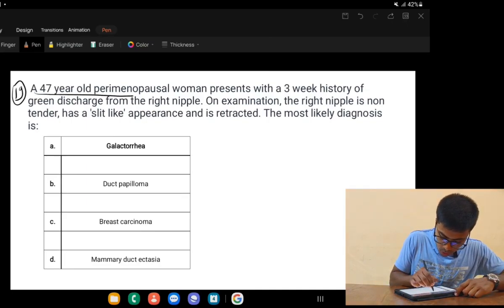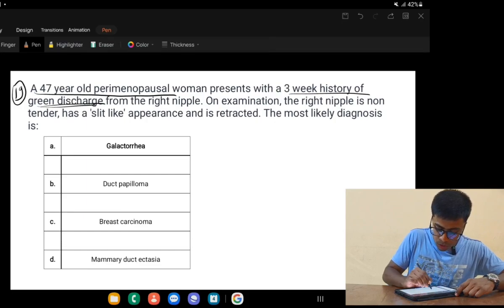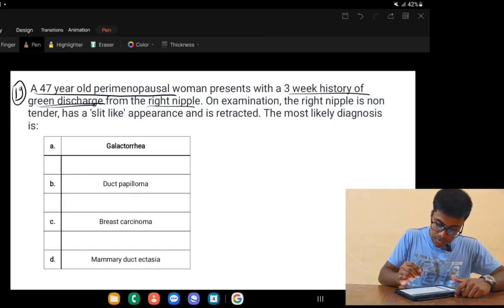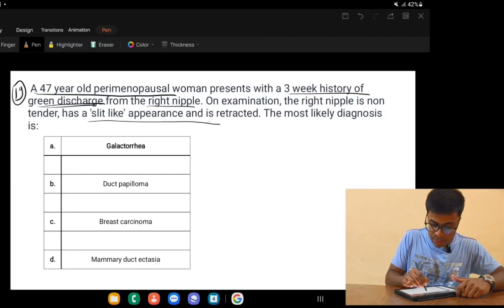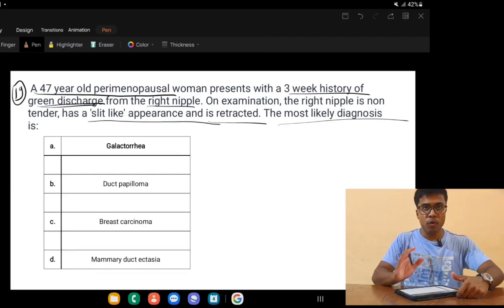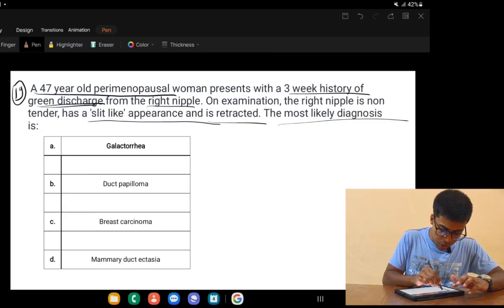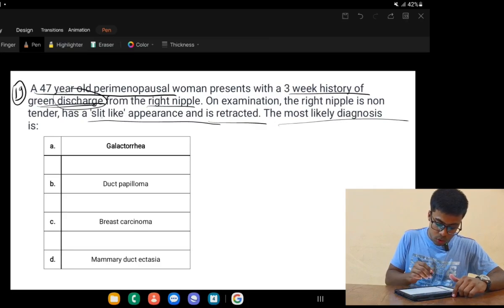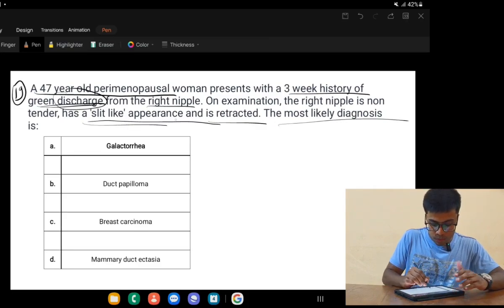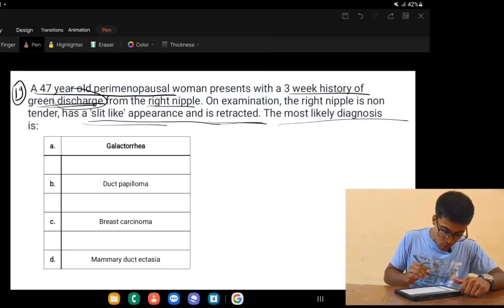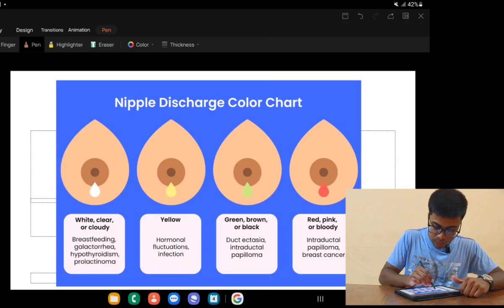A 47-year-old perimenopausal woman presents with a 3-week history of green discharge from the right nipple, that is, unilateral. Laterality is shown. On examination, the right nipple is non-tender and has a slit-like appearance and is retracted. What is the most likely diagnosis? Before solving this question, you should know the discharge types and colors. You should know what a slit-like appearance is, where it is seen, and a retracted nipple. So you should know this before: nipple discharge.